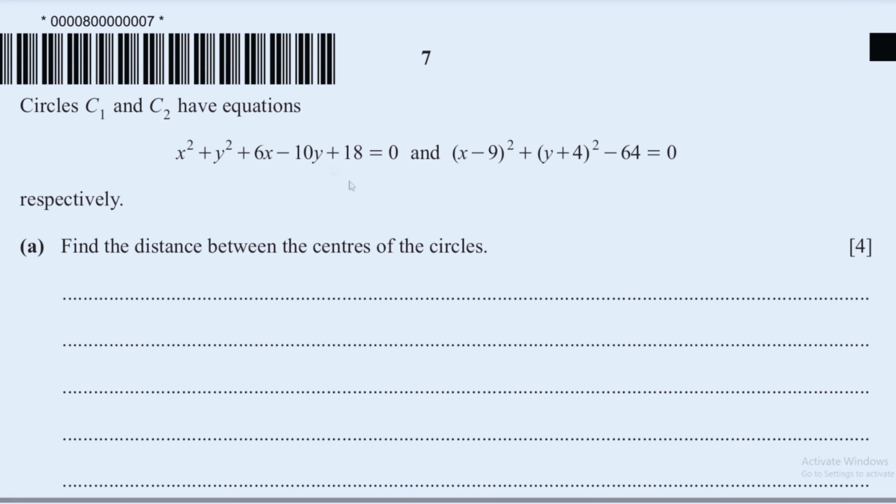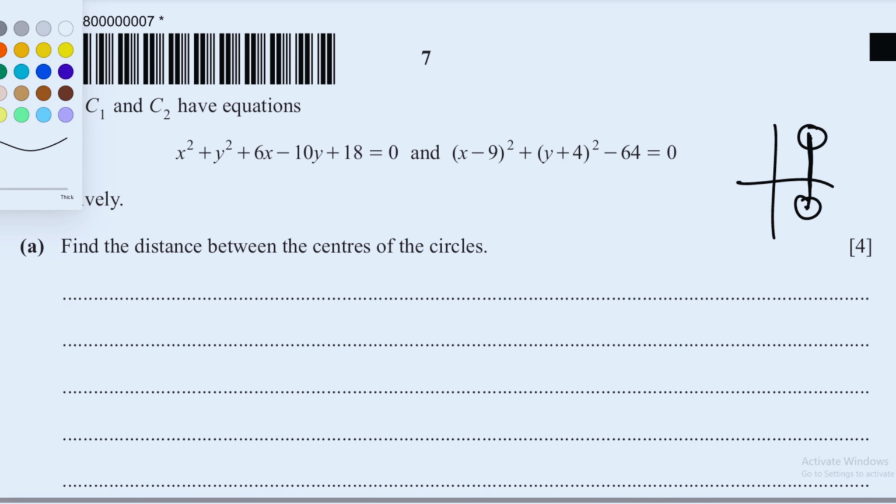Okay, so let's look at these questions involving circles. They ask us to find the distance between the two center points of a circle. Essentially, what they want is maybe something like this. We've got two circles there, and we need to find the distance between the two. To find that distance, of course, we need both center points of each circle.